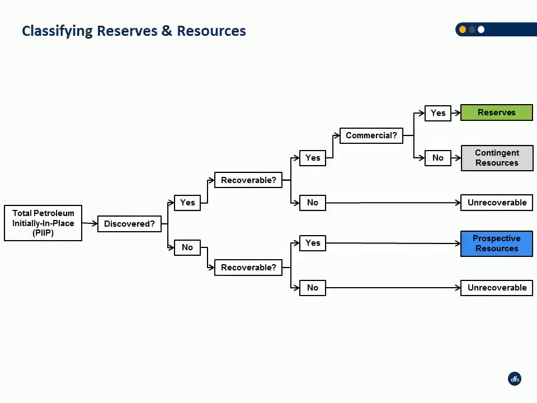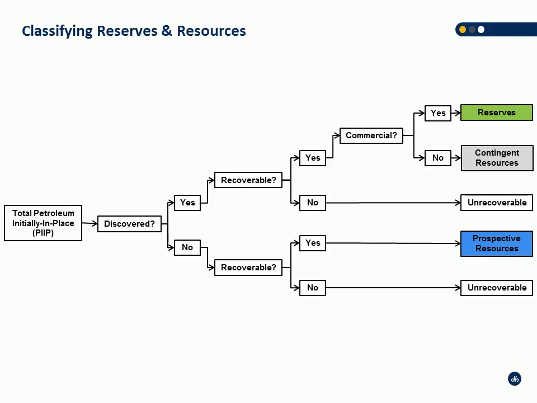So this is really the decision tree for how you classify volumes. This is specific to COGEH, but you'll see later it's identical in SPE PRMS. So you start with the full bucket. When I was talking about resources in general, this total petroleum in place is every molecule of oil and gas in the ground. The first question you ask is whether it's discovered. Like I said, that's penetration by wellbore and evidence of hydrocarbons. If it is discovered, you then ask whether it's recoverable. If it's not recoverable, it just falls into the unrecoverable discovered volumes bucket.